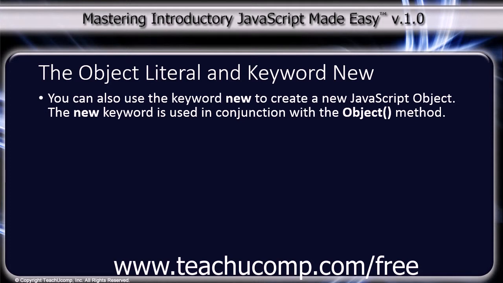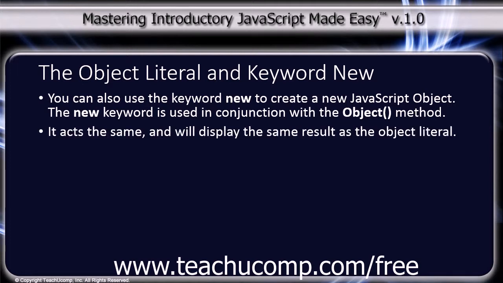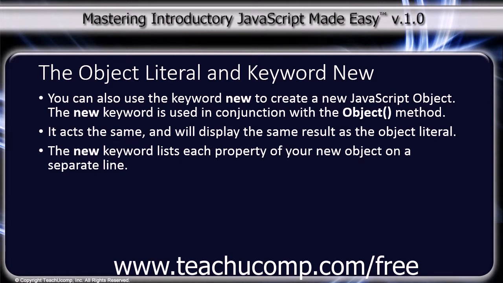You can also use the keyword new to create a new JavaScript object. The new keyword is used in conjunction with the object method. It acts the same and will display the same result as the object literal. The new keyword lists each property of your new object on a separate line.